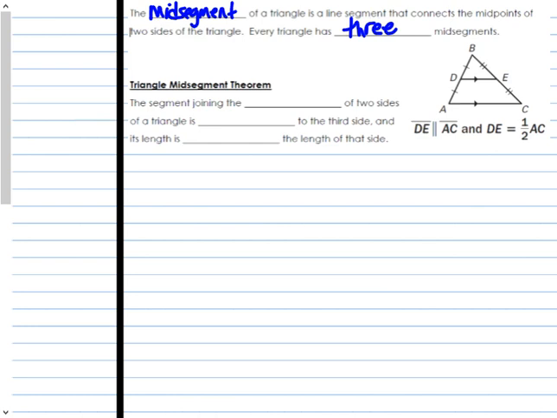The triangle midsegment theorem states that the segment joining the midpoint of two sides of a triangle is parallel to the third side, and its length is half of that side. So for example, DE is a midsegment because it cut BA in half. BD is equal to DA. And it cut BC in half. BE is equal to CE. And it's parallel to the third side. So if the bottom is 10, that would mean that the midsegment is half of that. DE would be 5.